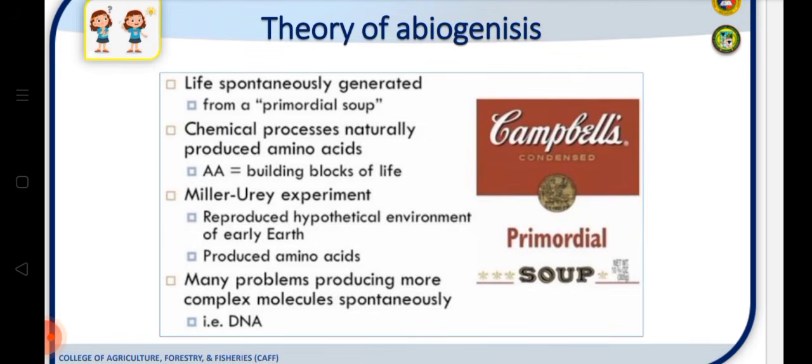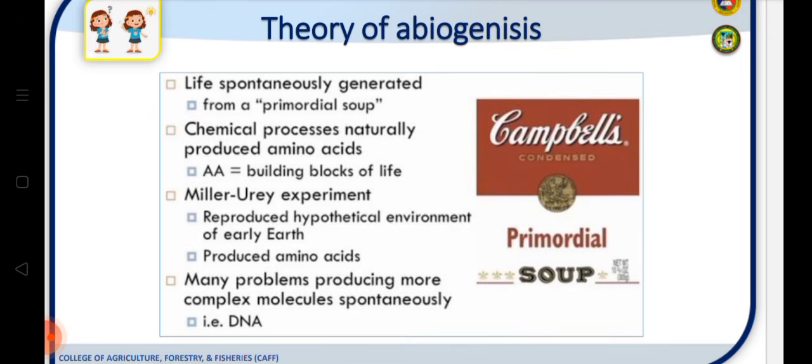Okay, and then we have here the Miller-Urey experiment in the year 1953. So the scientists Stanley Miller and Harold Urey recreated a hypothetical early Earth atmosphere in the lab. So they passed electrical sparks to simulate lightning through a mixture of gases and water. So this resulted in several amino acids which formed spontaneously.